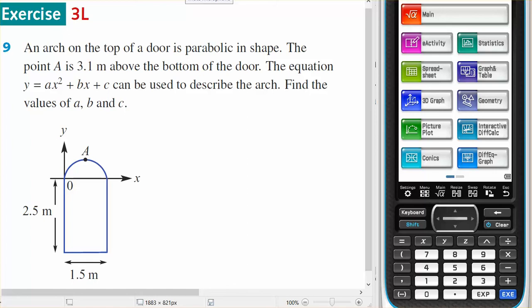This is for Year 11 Methods. It comes out of 3L. It's question number 9. I'm going to demonstrate how to do this on the ClassPad. An arch is on top of a door and it's parabolic in shape.